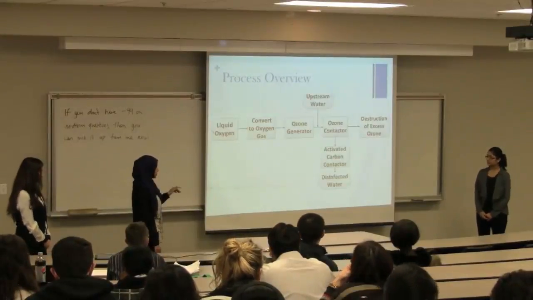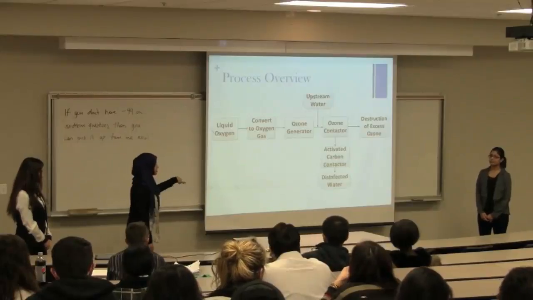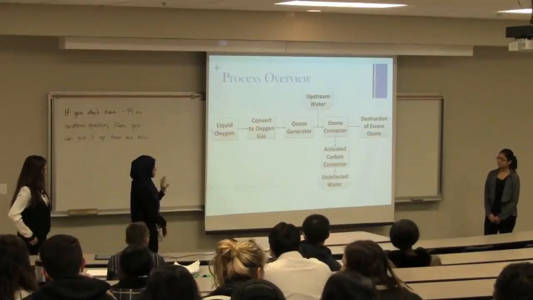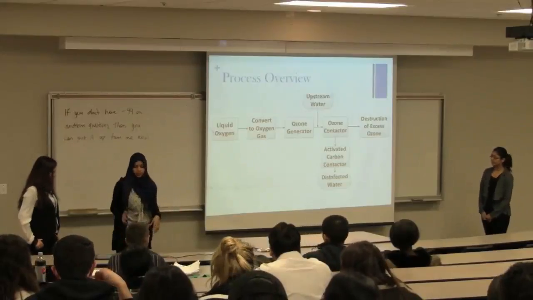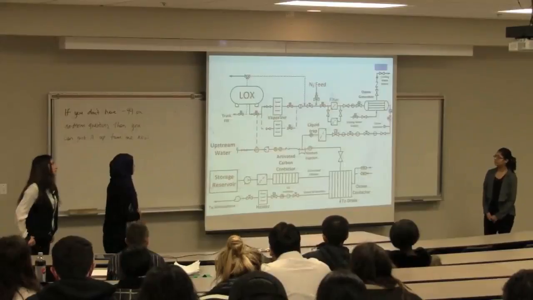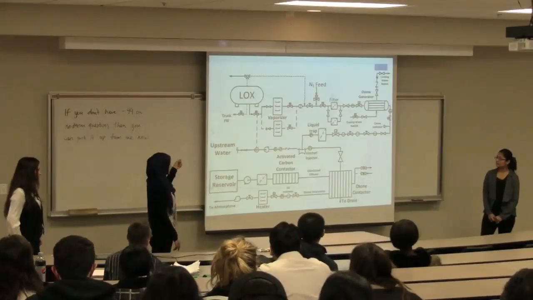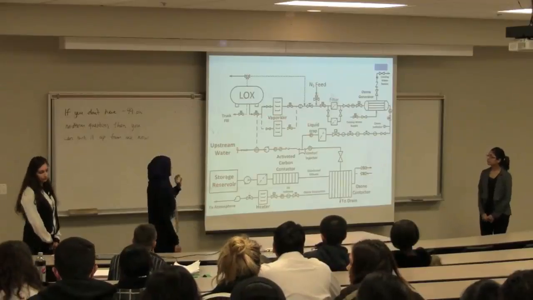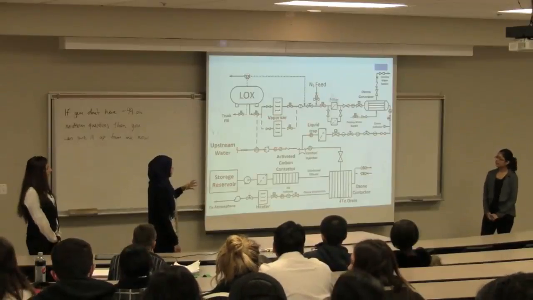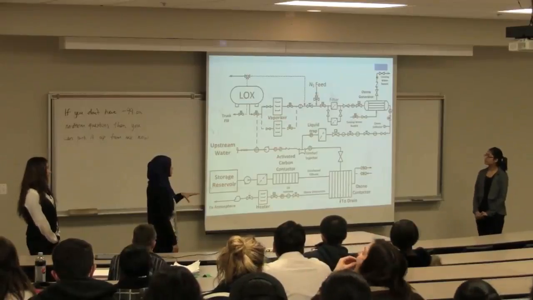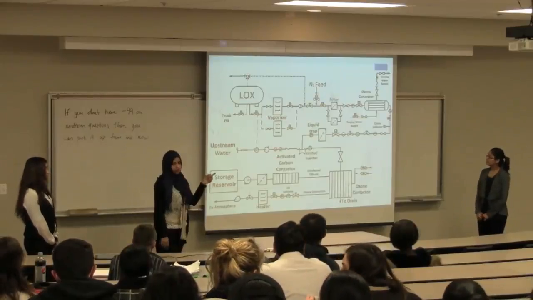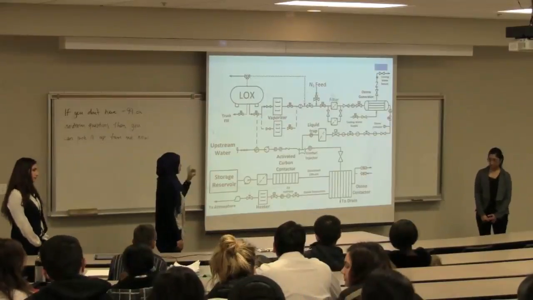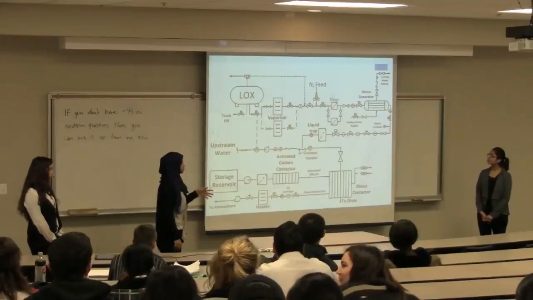And then the water that has been treated goes to the activated carbon contactor and is sent to the storage reservoir, whereas the ozone that has not been used in the contactor is destructed and then sent to the atmosphere. A more detailed P&ID is shown here, where liquid oxygen from storage tanks is sent into vaporizers to be converted into gas. And then nitrogen is fed into the stream at about 1 to 5%. What nitrogen does is that it increases the efficiency of the ozone generator by 15%. And then that stream is fed into filters to remove any impurities and then sent to the ozone generator.